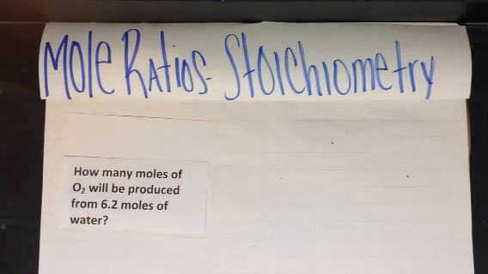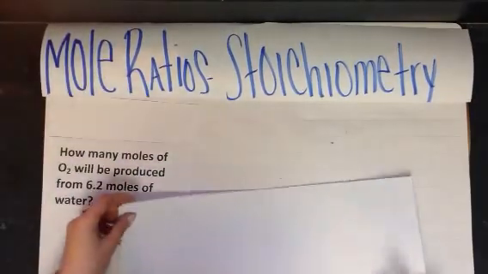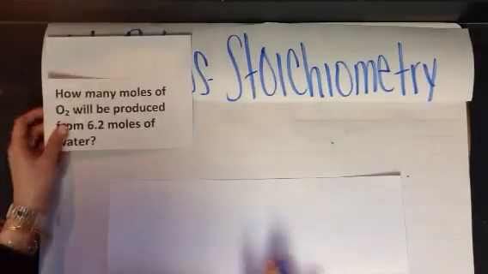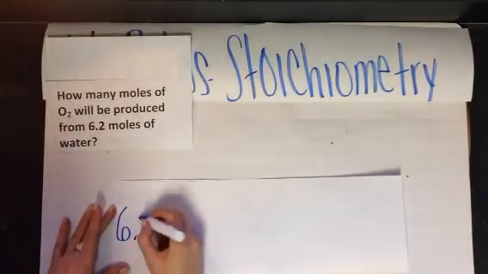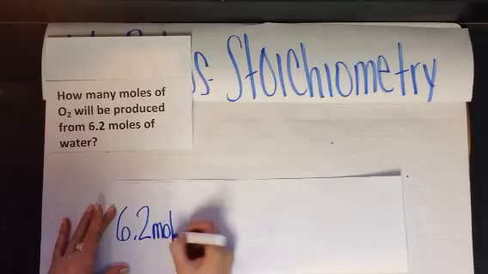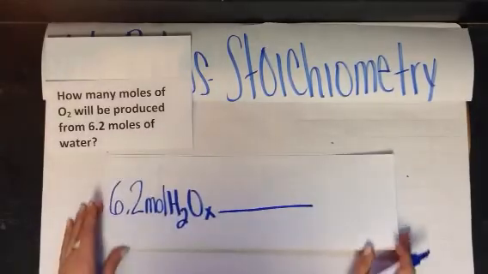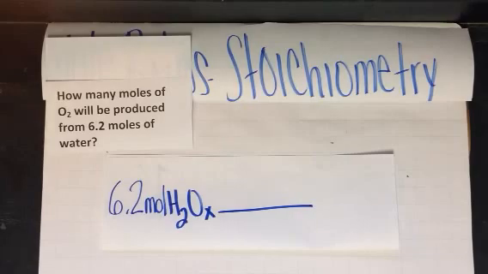So first of all, you want to start by writing down your given. So let's write our given down. And that is 6.2 moles of water. Then I want to multiply it by some sort of relationship. So let's bring back my balanced equation.